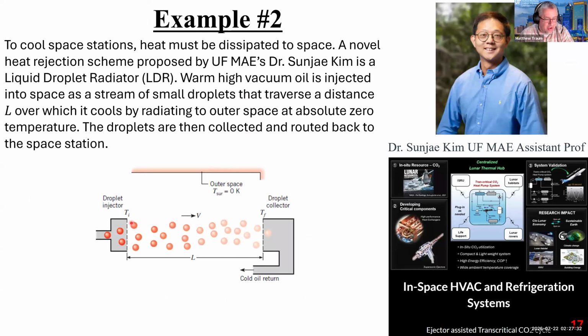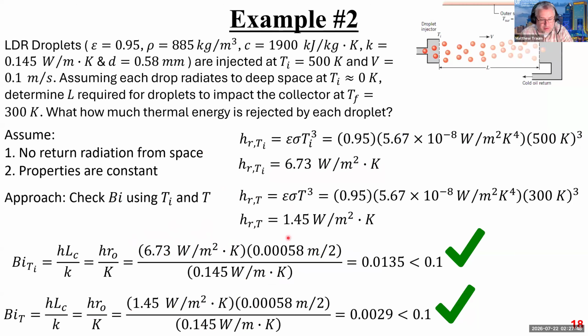It's the time for a droplet to traverse from here to here, characterized in this case by the time it takes the droplet to get from whatever its ejector temperature is to whatever its collector temperature is. And they measure that very, very precisely, so they know those for all the droplets.